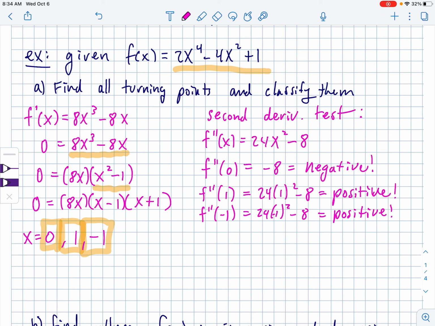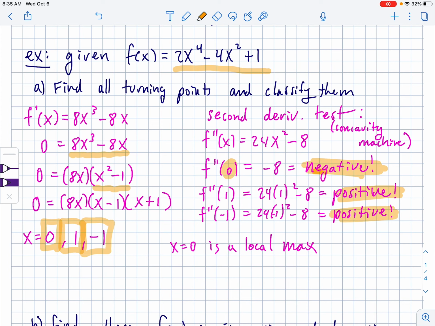So what happened? We figured out that the second derivative you can think of as a concavity machine. Just like the original function is a coordinate machine, the derivative is a slope machine, the second derivative is a concavity machine. So when you get a negative in the second derivative, that means that at this x point, it is concave down, which means that is the top of a mountain. So x equals 0 is a local max, top of a mountain.